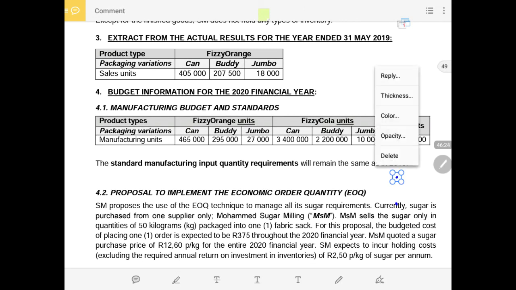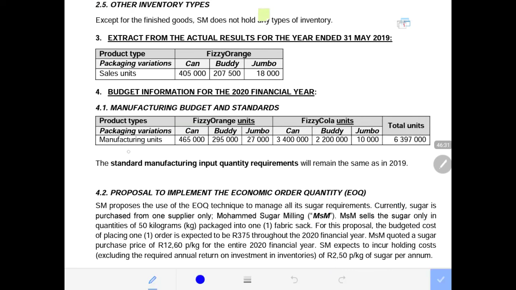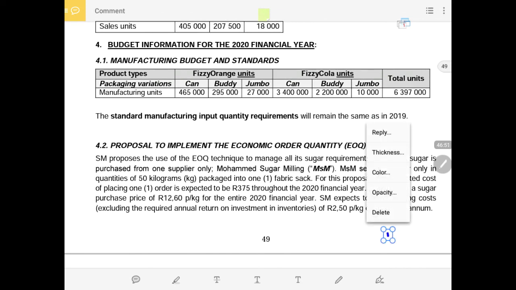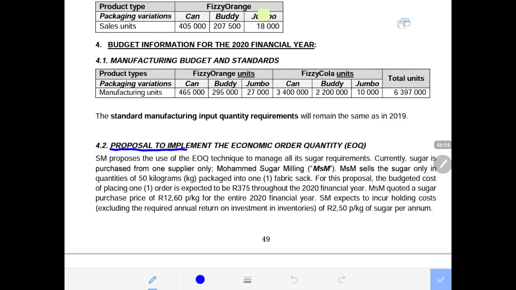Then we have our budgeted information for 2020, which is the next year now. Budget for the next year, already planning for next year. We are planning to produce this number of units for the two product types and their packaging variation, which is a can body. So that is the plan for next year. Then we are provided with the information on the proposal to implement the economic order quantity. I will read this information lastly.